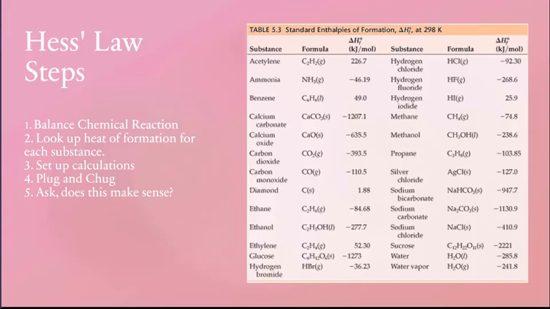When solving for enthalpy using Hess's law, it can be helpful to approach the problem with these simple steps. First, balance your equation and check the stoichiometry. Secondly, use the table of standard enthalpies of formation to find the delta H for each substance in the equation. Remember, you can find this table in your book, most likely in the chapter or in the appendix.